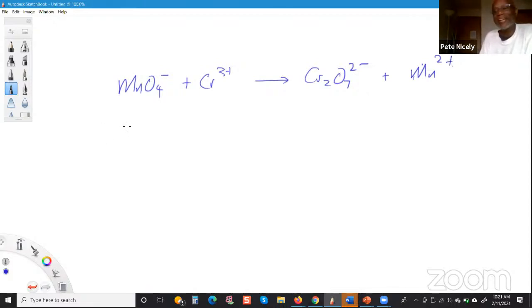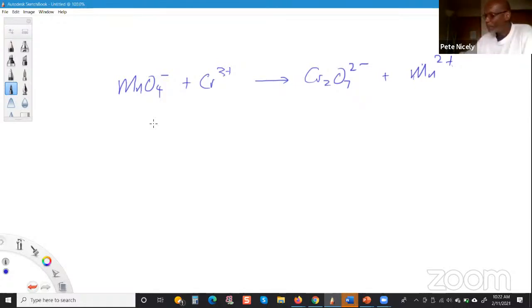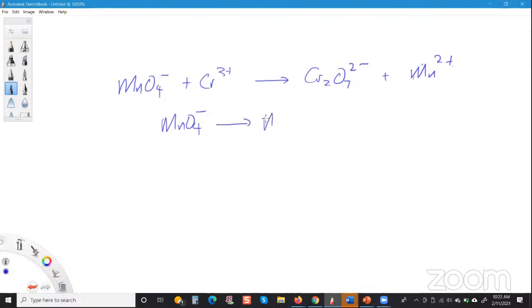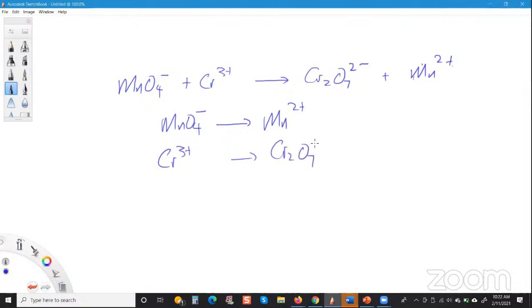So what's the first step again? Make two equations. So one half equation would be what? MnO4 minus to form Mn2 plus. Okay, very good. And then the other one obviously would be Cr3 plus to form Cr2O7 2 minus. Okay, very good. What's the next step?